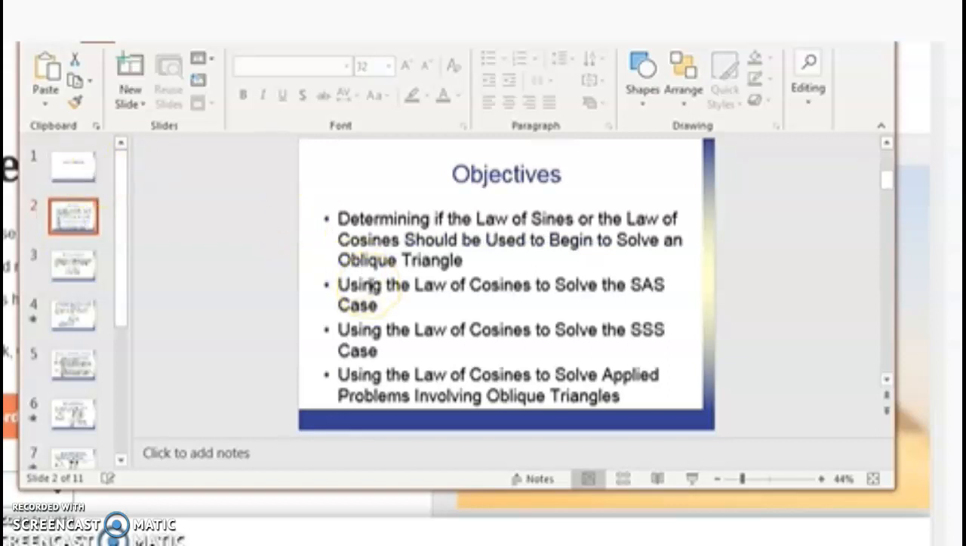Objectives are as follows. First, determining if the law of sines or the law of cosines should be used to solve a triangle problem. Second, using the law of cosines to solve various triangle problems. And lastly, using the law of cosines to solve application problems.